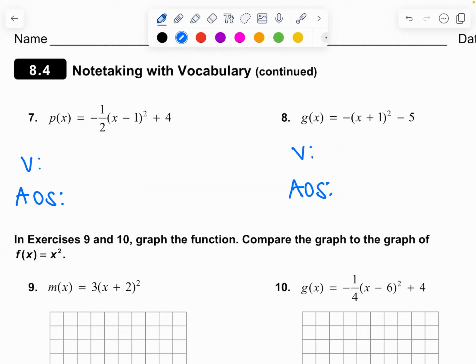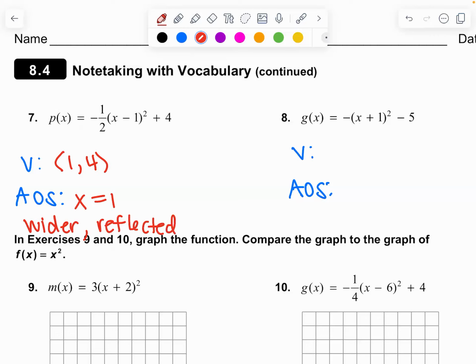Reese, where's our vertex for number 7? 1, 4. Right 1 and up 4. Kari, what's the axis of symmetry? X equals 1. Kyron, is our shape affected? Wider. And I'm going to say reflected because it's less to the right. Okay.